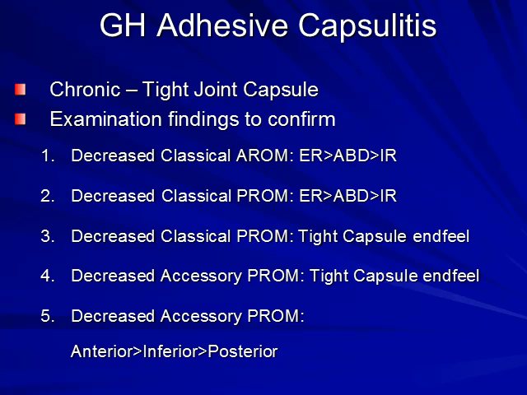If we do accessory, you're also going to have the tight capsule end feel. That never changes. And if you're doing accessory quantity, all right, you have to really match up that classical motion to the component motions. So the component motion for external rotation is an anterior translation. So that will be the most limited, followed by inferior translation, which corresponds to any elevation, particularly true abduction. And then you have posterior glide, which will be the least limited because that is the component motion for internal rotation.